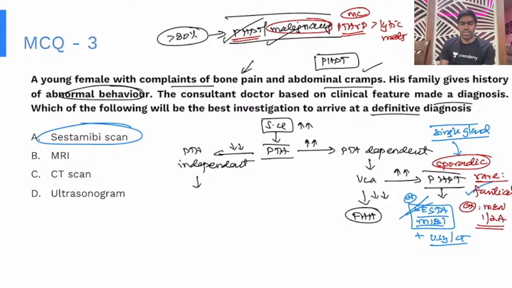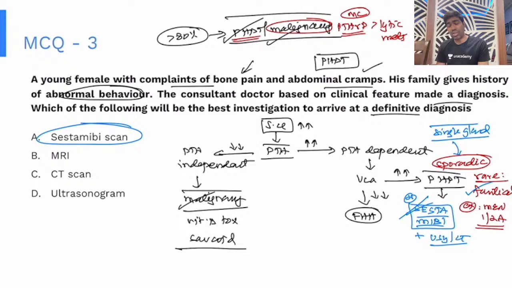In PTH independent causes, you have plenty of conditions that can produce PTH independent hypercalcemia, but as far as I know, the malignancy part is going to be the most important. This is a very, very important cause, malignant hypercalcemia. Apart from that, we have conditions like vitamin D toxicity, sarcoidosis, milk-alkali syndrome, and lymphoma. We have plenty of conditions that can produce hypercalcemia, but malignancy is going to be the most important here. So all you need to know is PTH dependent, PTH independent.